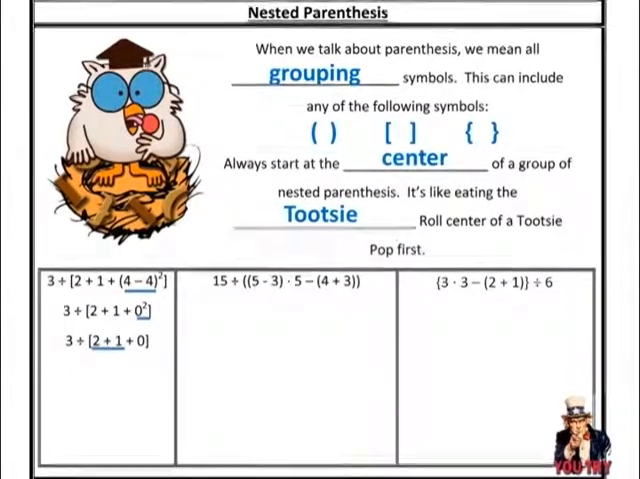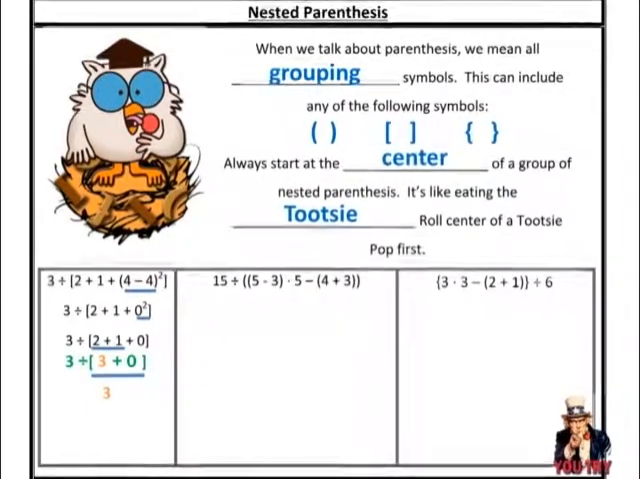We underline 2 plus 1. We evaluate to get 3. We rewrite everything else, still inside those brackets, 3 plus 1 is 3. Underline, evaluate, rewrite. 3 divided by 3. I underline, 3 divided by 3 is 1, and that is my answer.